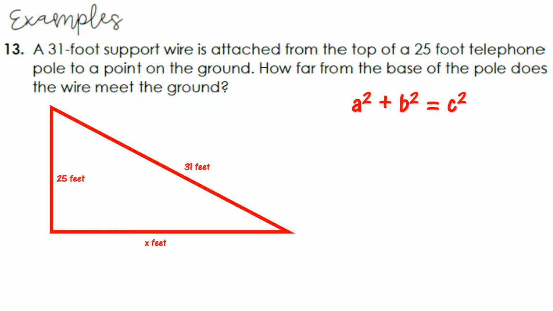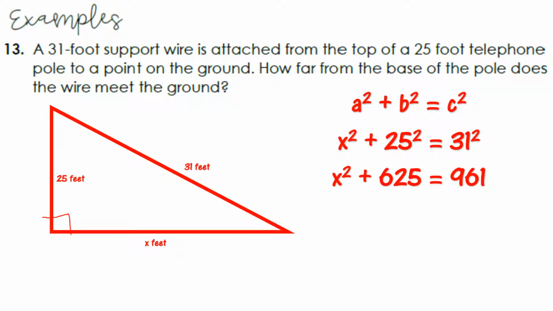So again, this is a right triangle, so I'm going to use Pythagorean theorem. A squared plus b squared equals c squared, or x squared plus 25 squared equals 31 squared. So I do my squaring. X squared plus 625 equals 961. X is on the side added to 625, so I'm going to subtract 625 from both sides.